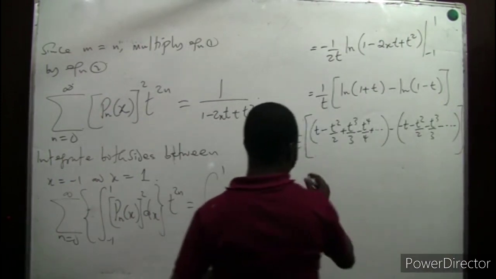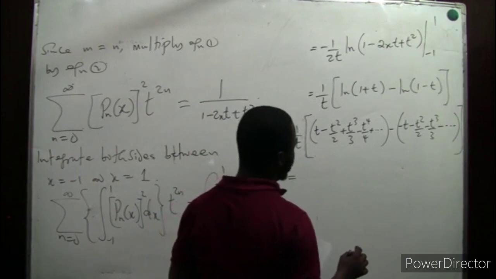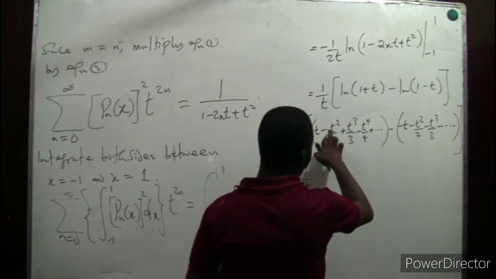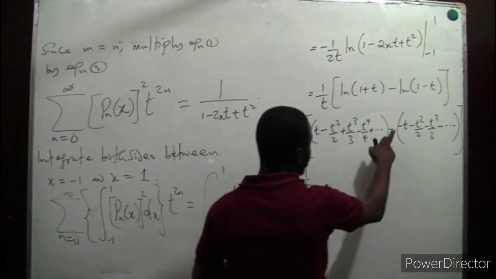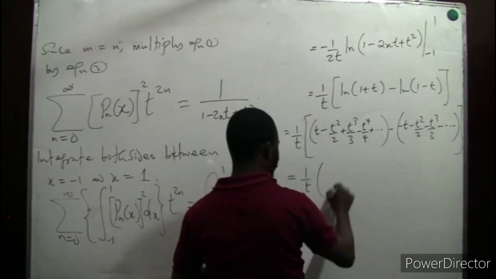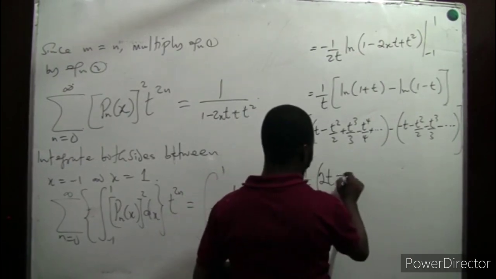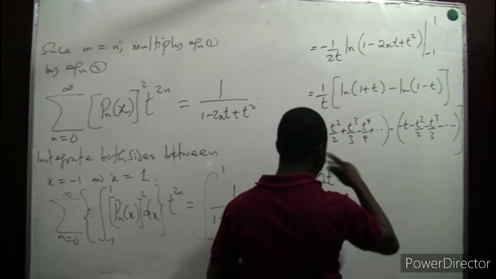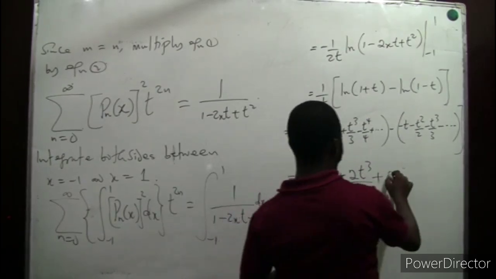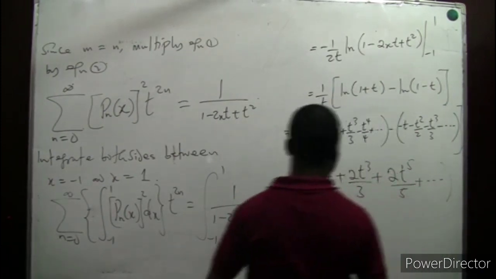So let us subtract. If I subtract, all even terms cancel out. We are left with only the odd, all the even powers of t cancel out. This is minus times minus plus, that cancels out and it moves on that way. Then we are going to have this one as 2t plus 2 t raised to power 3 over 3 plus 2 t raised to power 5 over 5 plus it continues.